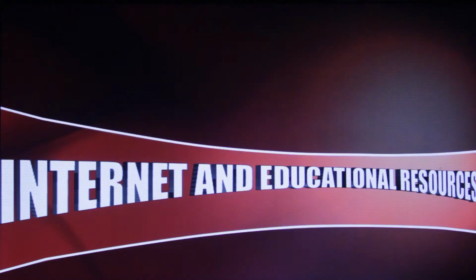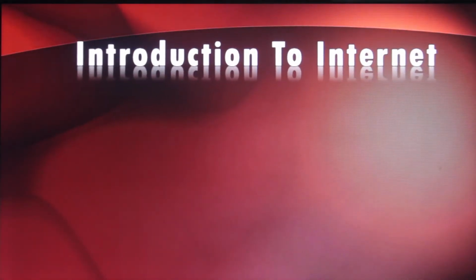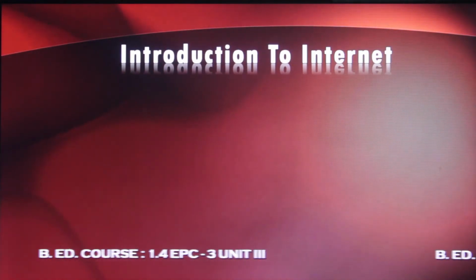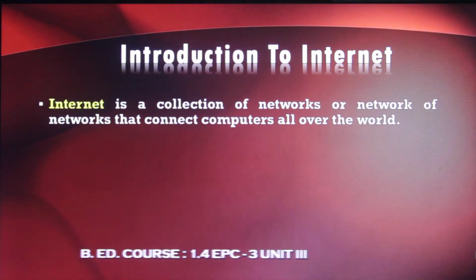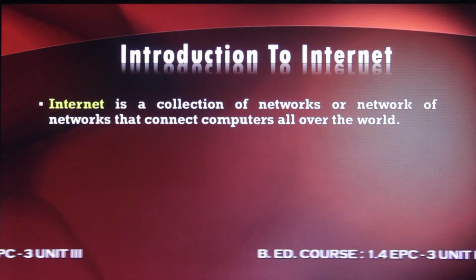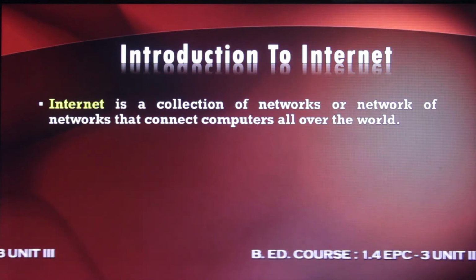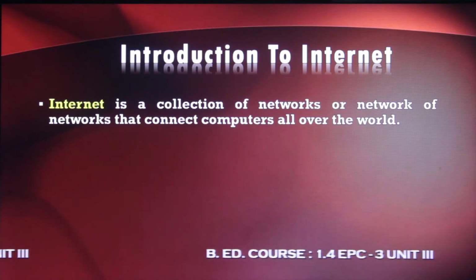This is from Unit 3, Internet and Educational Resources. We will be dealing with the Internet, an introduction to what it is. This is B.Ed course 1.4 EPC, EPC-3, Unit 3. Now, the Internet is a collection of networks, or a network of networks, that connect computers all over the world. So there is a link or a connection between the computers.